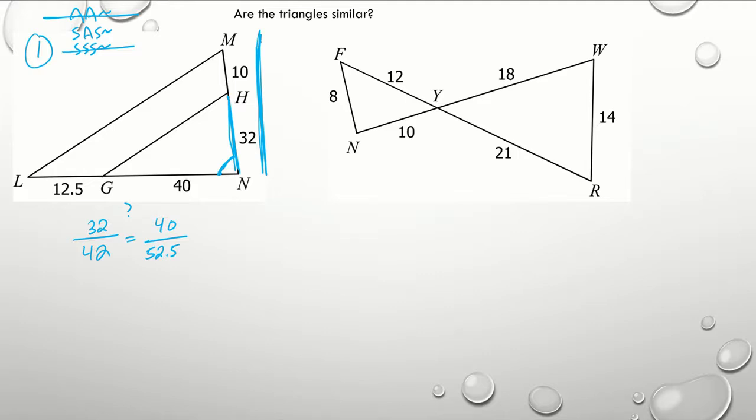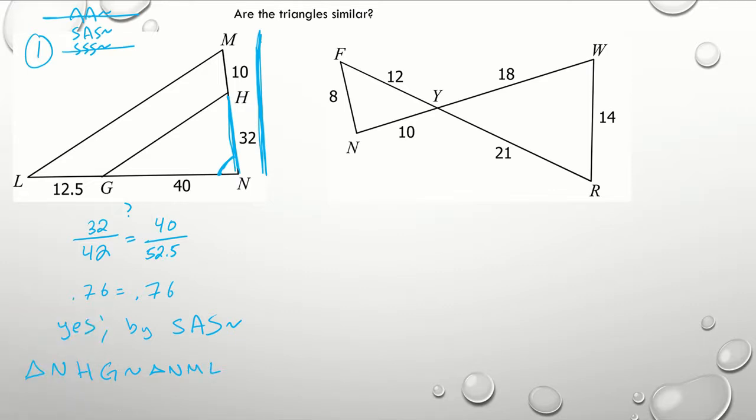So 32 over 42 simplifies down to 0.76. And then 40 divided by 52.5 simplifies down to the same 0.76. So in this case, I conclude, yes, they are similar by side angle side similarity. And the two triangles that are similar are triangle NHG, similar to triangle NML.